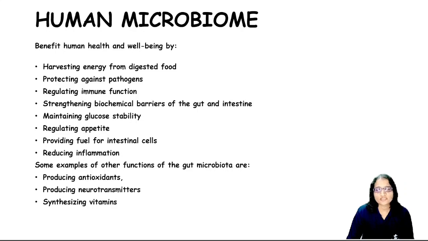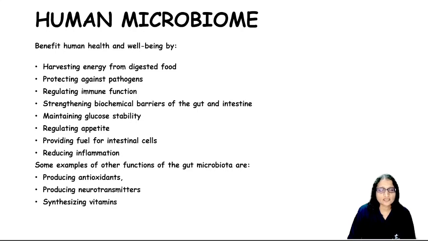The gut microbiota helps in producing certain short chain fatty acids such as acetate, propionate, and butyrate by fermenting dietary fibers in the colon. These fatty acids are absorbed by the host and are an important source of energy for the intestinal cells, and they help in reducing inflammation.